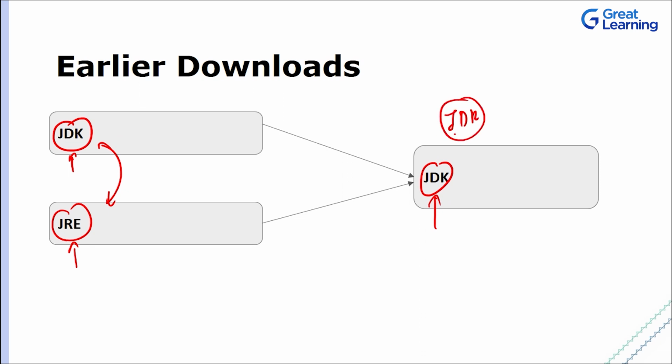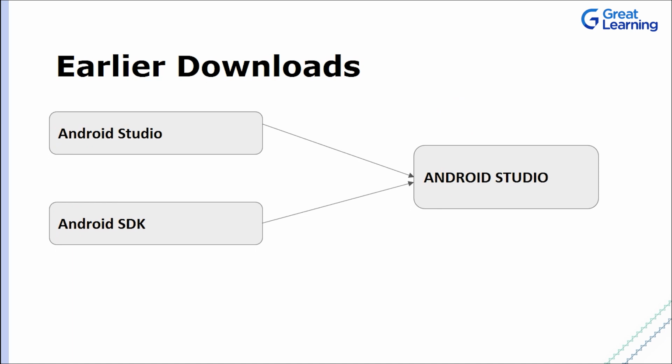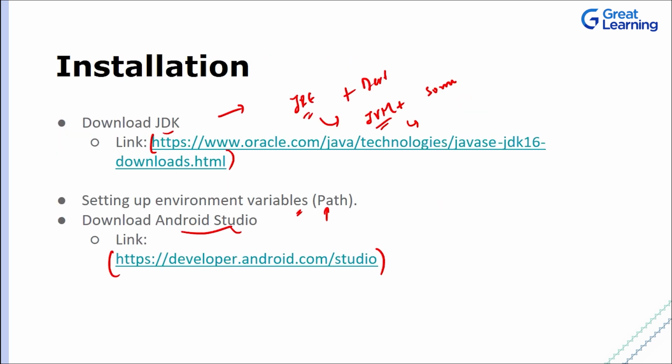Also, in earlier downloads, when we talked about Android Studio, we needed to download two things: Android Studio and the Android SDK. Right now, in newer versions, Android Studio comprises both of these things. Now that thing is gone. So now let's first get started with how to download and install the JDK and set the environment variables, and then we will see how to download Android Studio.